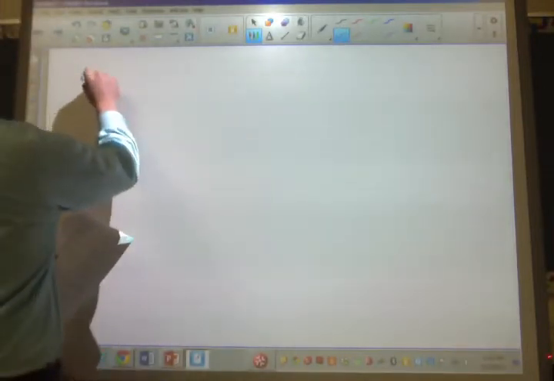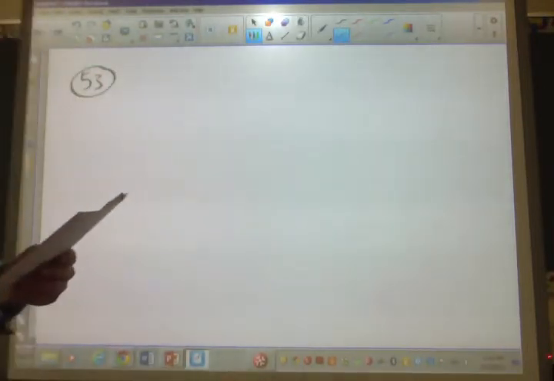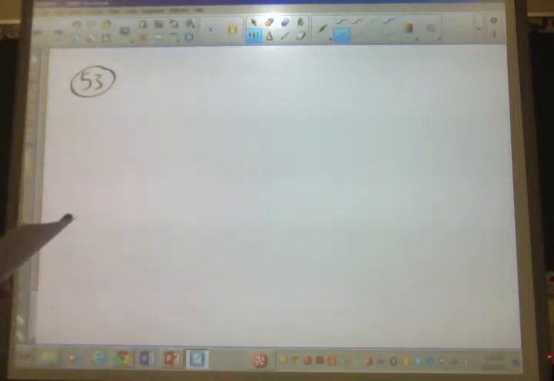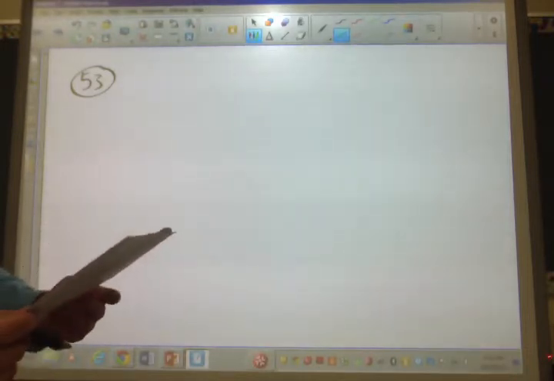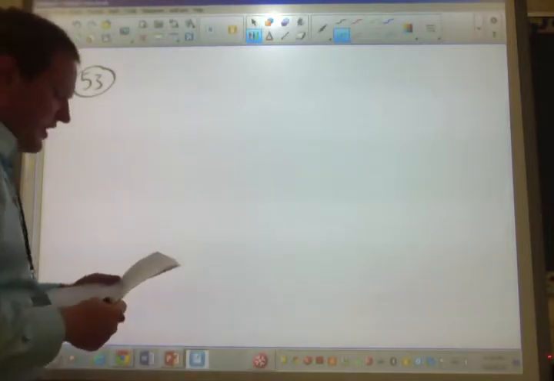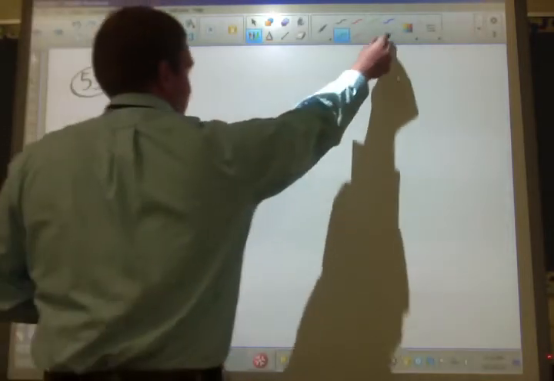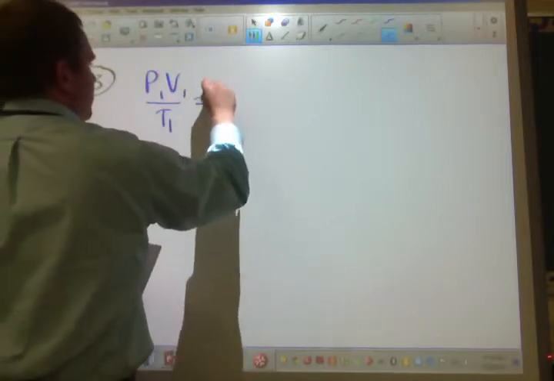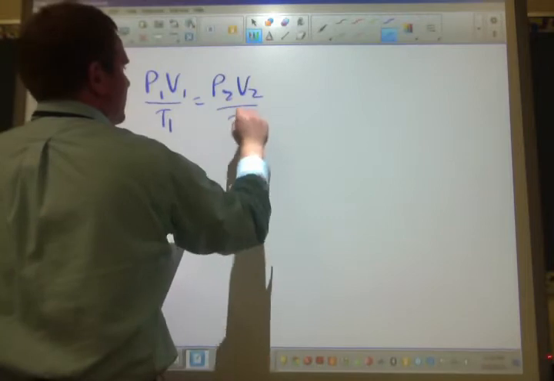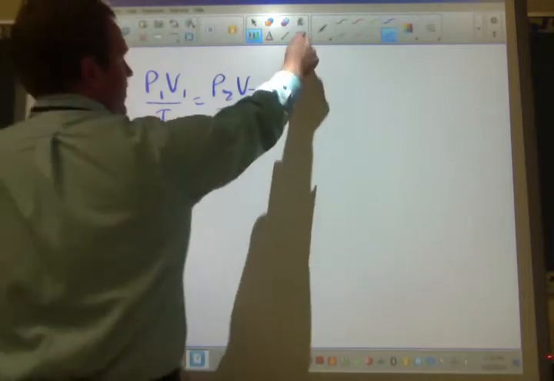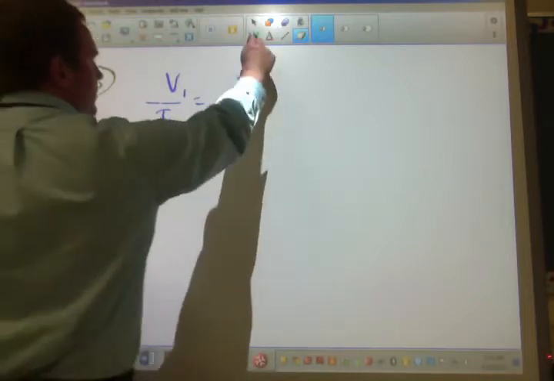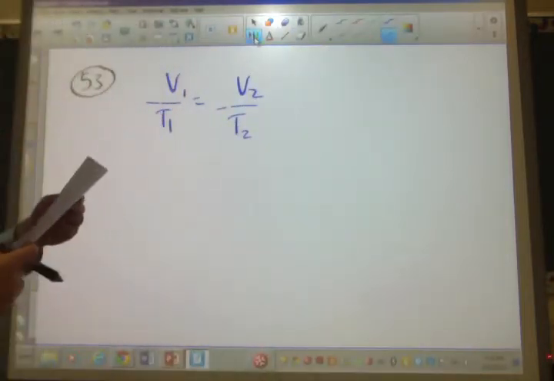53. So this looks like a gas law problem. 25 milliliters of gas is trapped in a syringe at 27 degrees Celsius. What would happen to the volume if the temperature is increased to 427 degrees Celsius? Assume pressure is held constant. So for this, we're going to be using the combined gas law. P1 V1 over T1 equals P2 V2 over T2. And it says pressure is held constant, so we're going to go ahead and erase pressure out of this because it doesn't change.